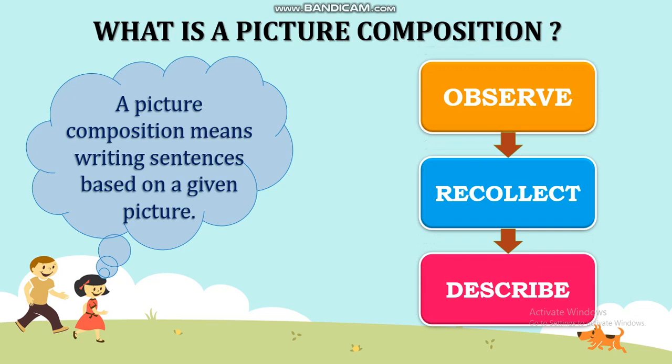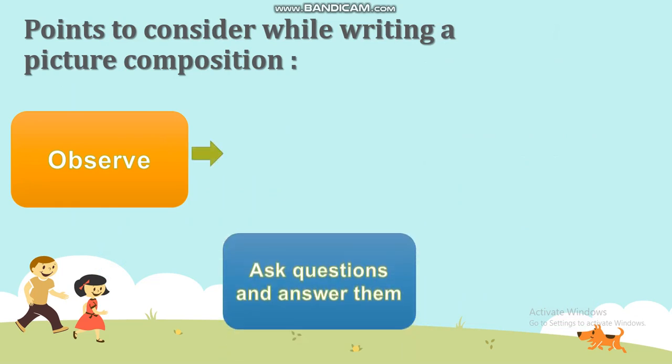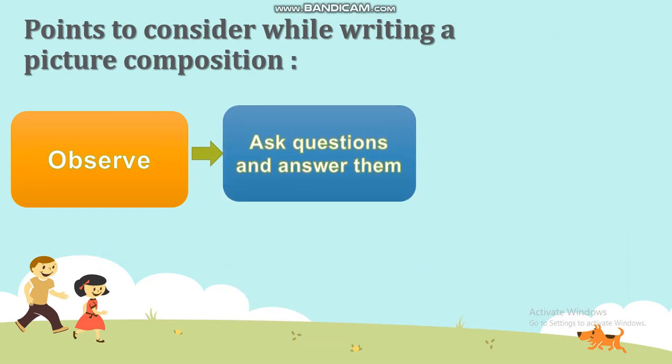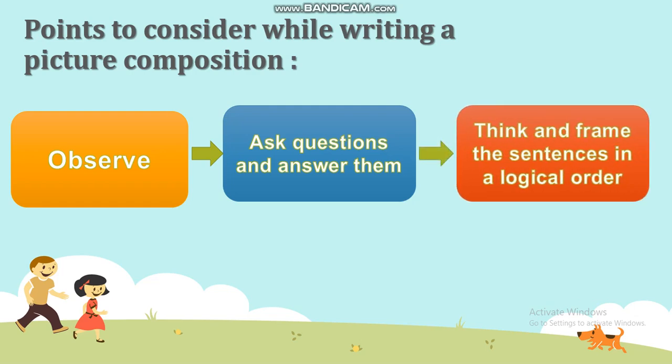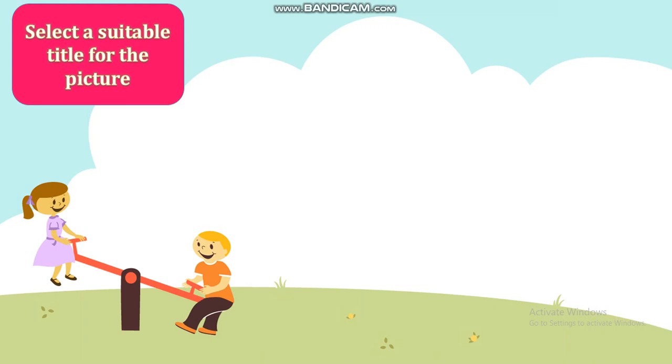Children, there are a few points which we should remember to write a picture composition. First, we have to observe the picture very carefully. Don't forget, observation is the key to write a picture composition. Observe the actions, things in the picture and ask questions. Try to answer the question. Imagine the scene and try to make small sentences but in a logical order. Then select a suitable title for the picture.